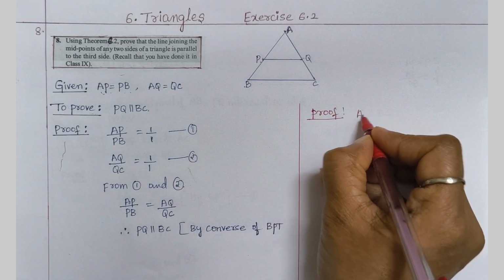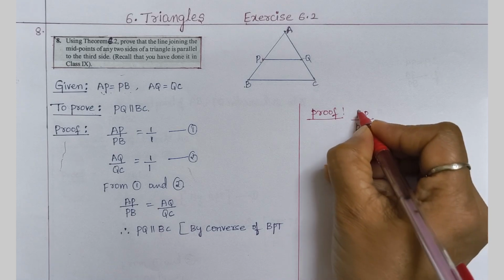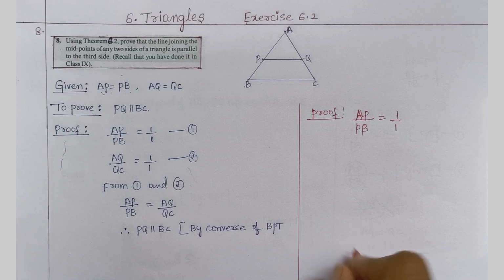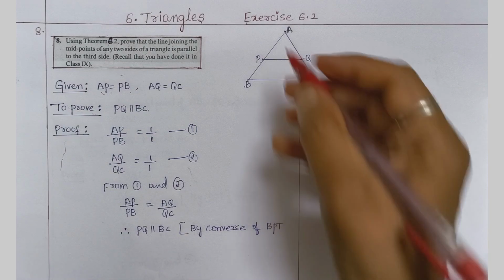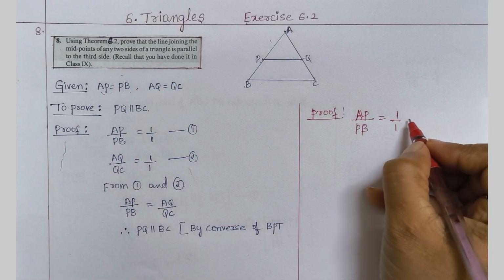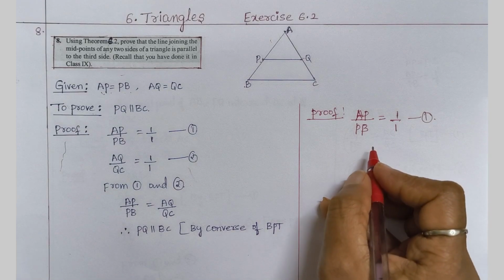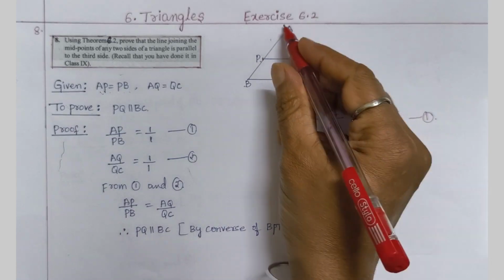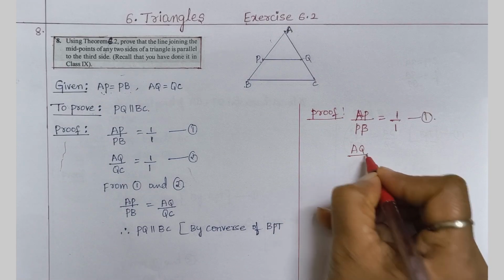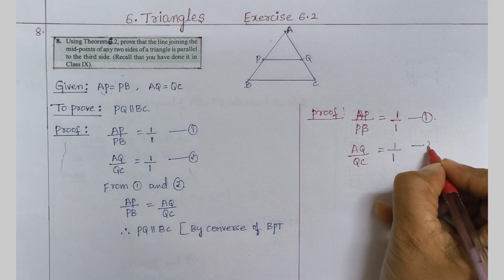So now I am writing AP by PB. Both are the same measurement. Same measurement means which ratio? 1 by 1 ratio. For example, if it is 4 and 4, 4 by 4 will cancel and you will get the 1 by 1 answer. So this is the 1 by 1 ratio. You take this as the first equation. Next, this is also the midpoint of AC, so AQ and QC are the same measurements. So now you write here AQ by QC is equal to 1 by 1. This is the second equation.